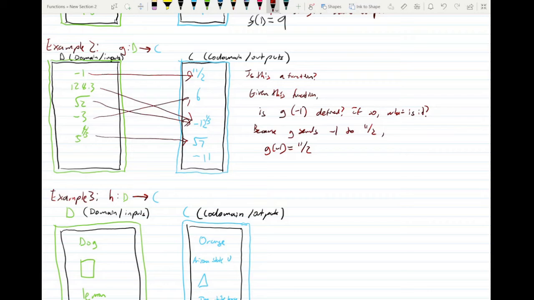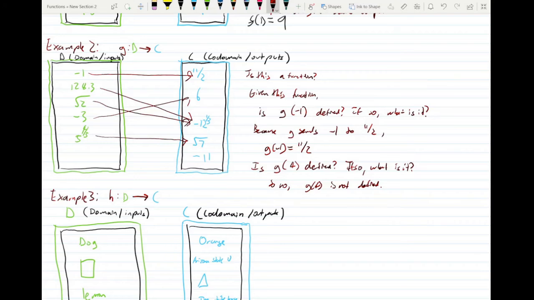All right, final question. Is g of 4 defined? And if so, what is it? All right, the correct answer here is that g of 4 is not defined because 4 is not in the domain. It's not in this little green box. So no, g of 4 is not defined.